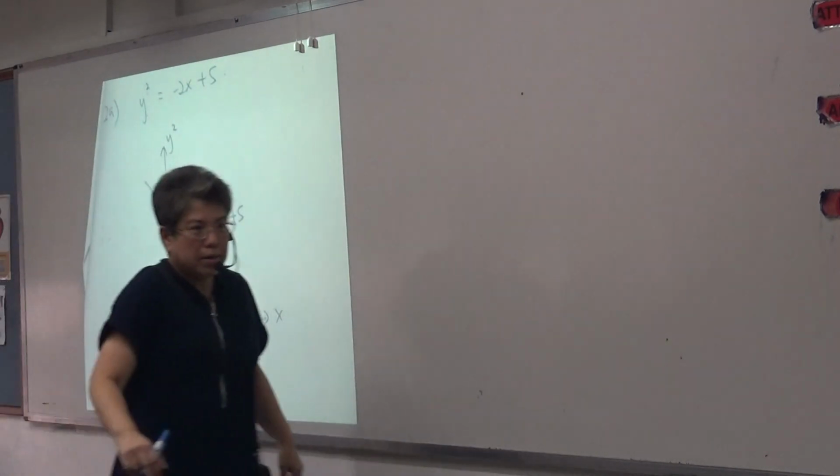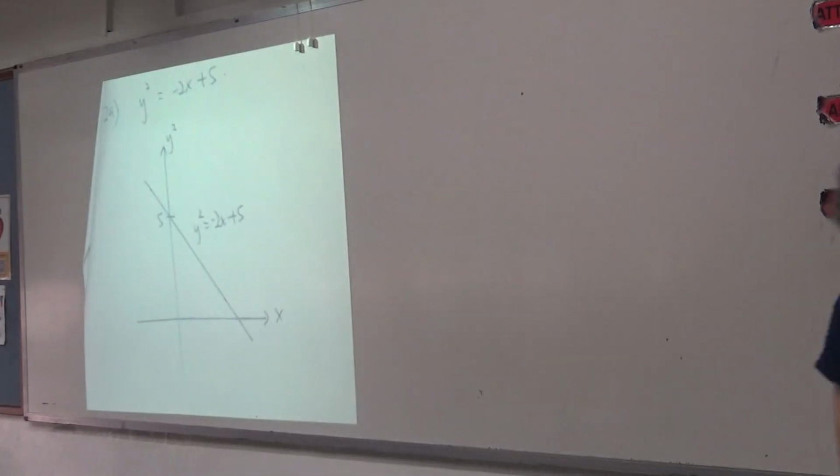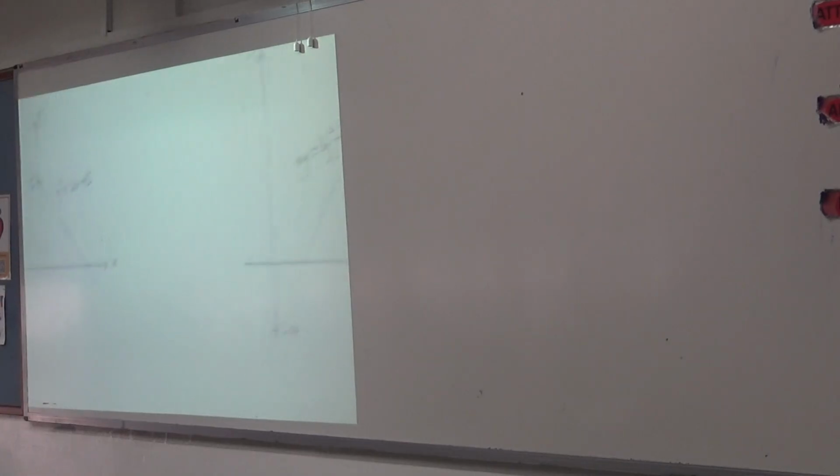Alright, now next one. They say to draw the graph of xy equals 3y squared minus 4. Sketch xy against y squared. Now, can you look at this one?